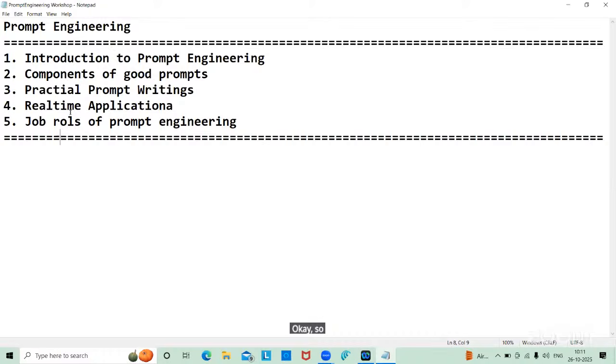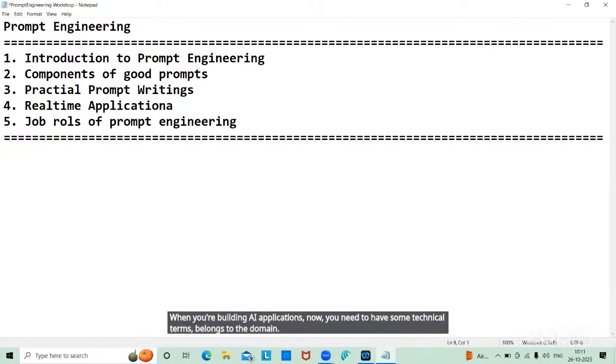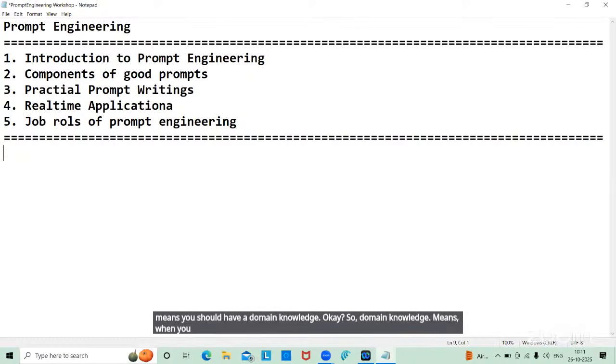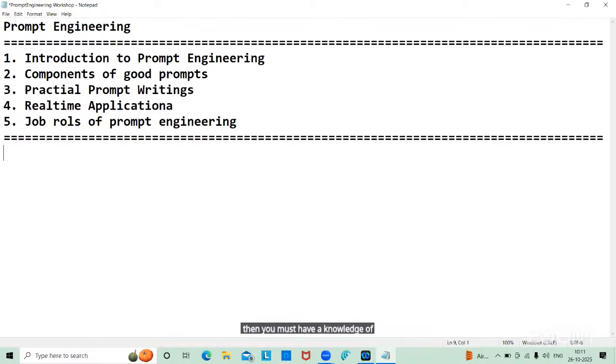There is a lot of demand for prompt engineers. When you're building AI applications, you need to have some technical terms that belong to the domain, which means you should have domain knowledge. Domain knowledge means that when you work with a specific domain, you must have knowledge of that domain. Technical words are the words that belong to the specific domain. With that domain knowledge, you can easily become a prompt engineer.